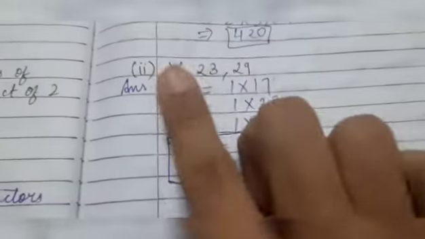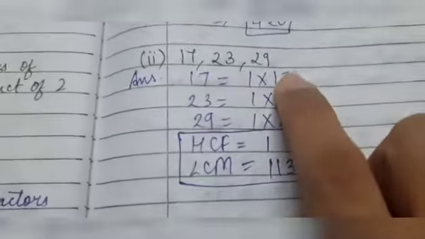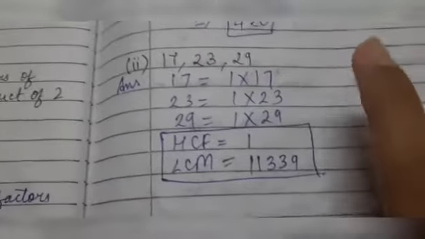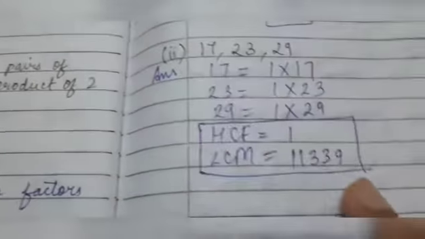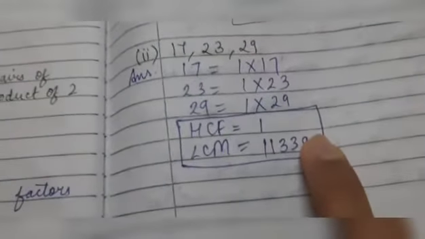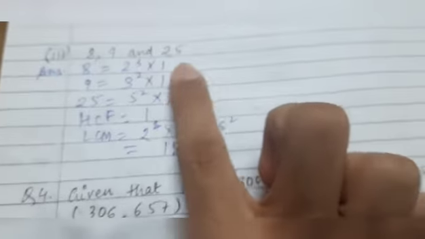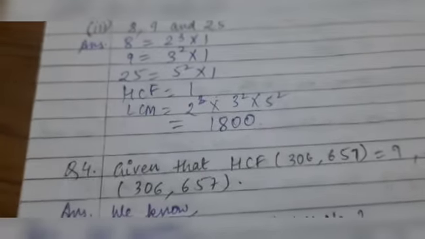Similarly, you can solve the second part, 17, 23, 29. All of them are prime, so your HCF becomes 1. This is easy. And for the LCM, you have to multiply all the three numbers. You will be getting 11339. And then the third part, 8, 9 and 25, I have solved. You can just get the solution. This is the prime factorization, and you can find the LCM and HCF in this manner.